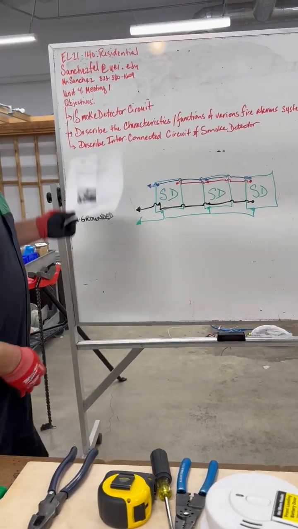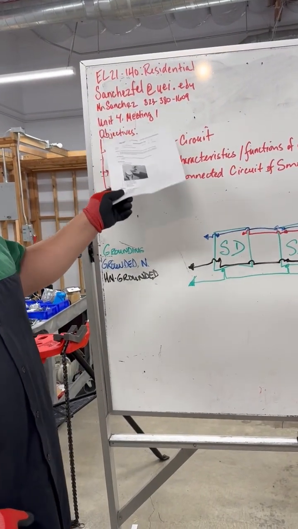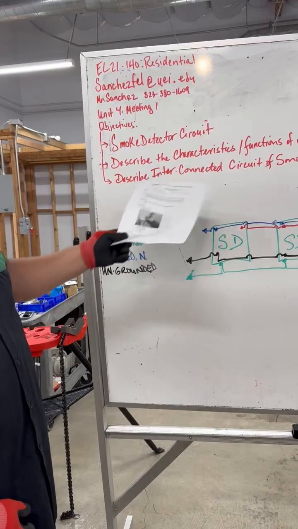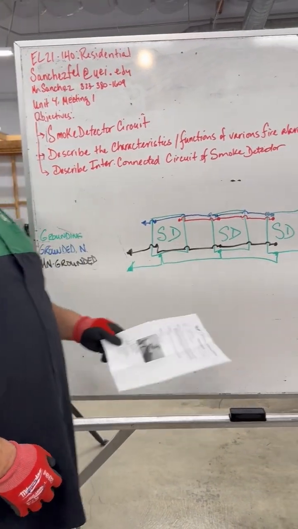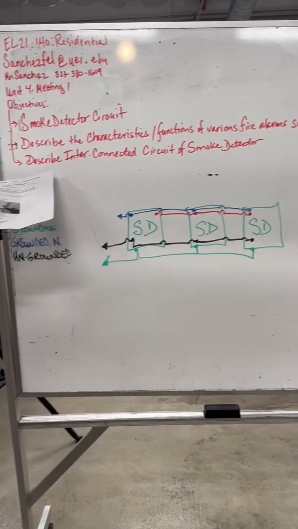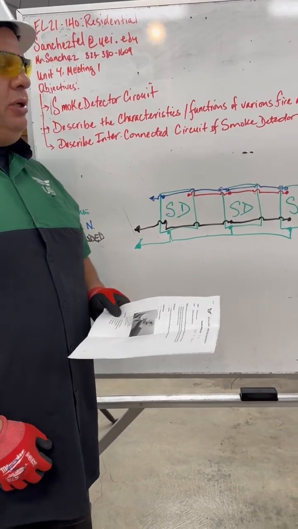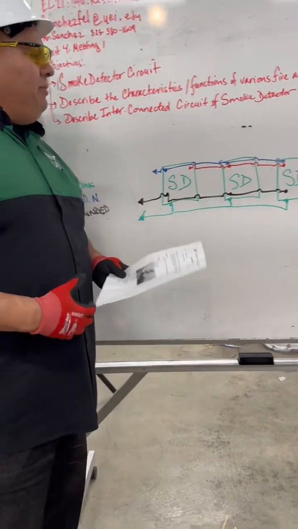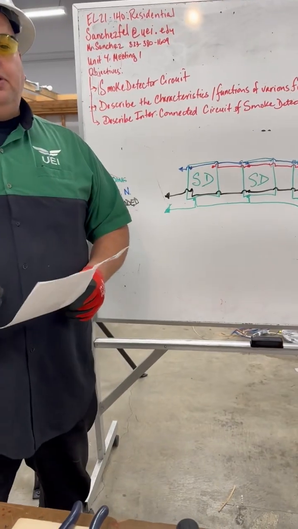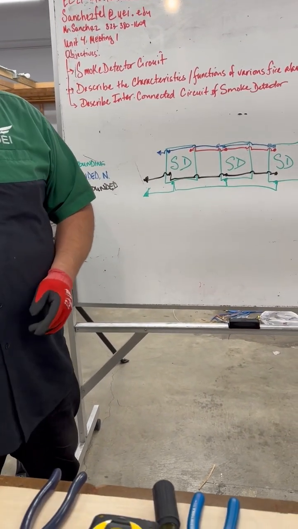All right, welcome back, EL 140 Residential. We're going to be covering West Covina here, Mr. Sanchez. We're going to be covering Unit 4, Meeting 1, smoke detector circuits, describing the characteristics and functions of various fire alarm systems and components as it relates to these smoke detectors, describing the interconnected circuit requirement of smoke detectors in residential applications. So again, like I mentioned before in many of my videos and exercises, always start off with the NEC, going over the compliance issues.